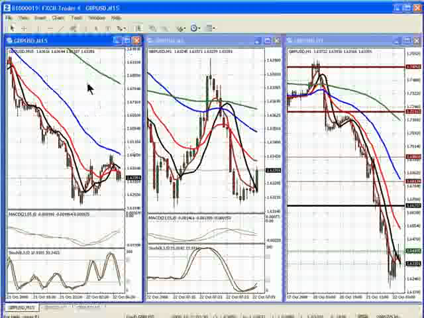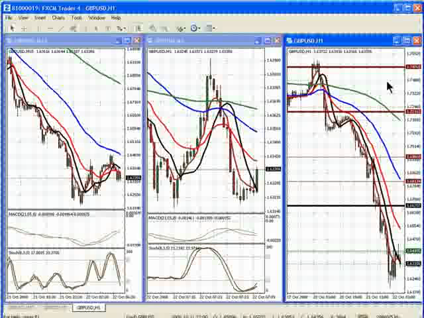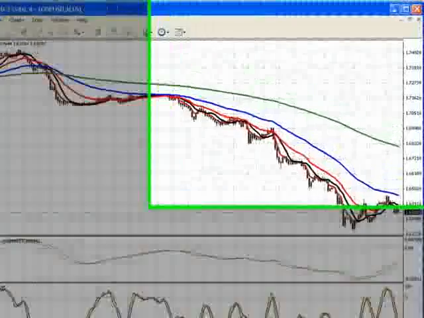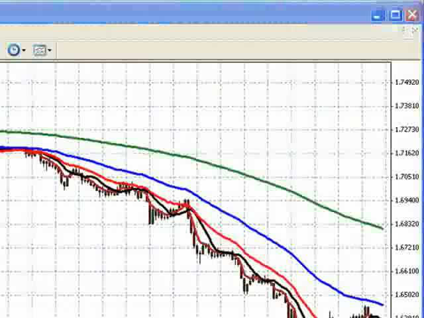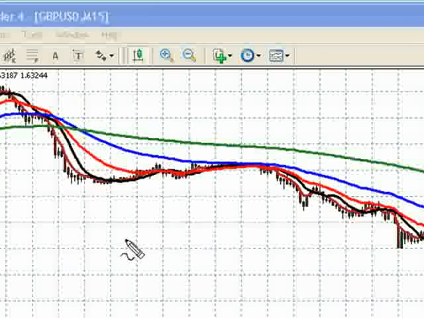On the left, I have a 15-minute chart. In the middle, I have a 1-minute chart. On the right, I have a 1-hour chart with pivot points. And let's stick to the 15-minute chart right now. Again, this is the pound dollar. And what's the first thing I look for? I say to myself, Wayne, what direction is the market today?